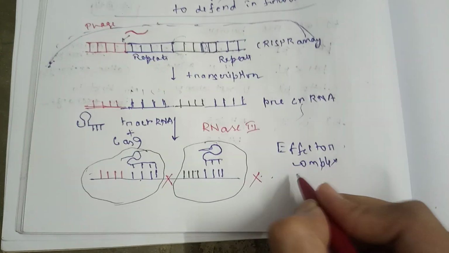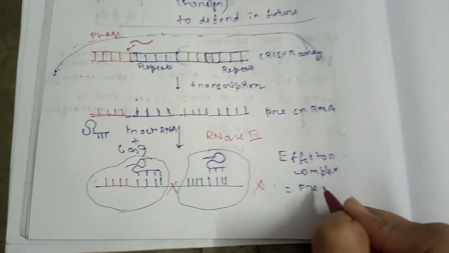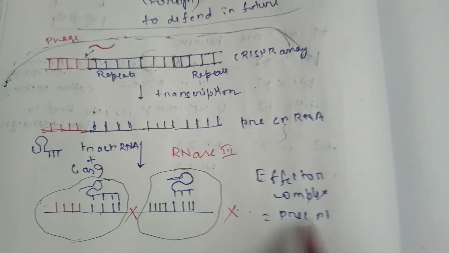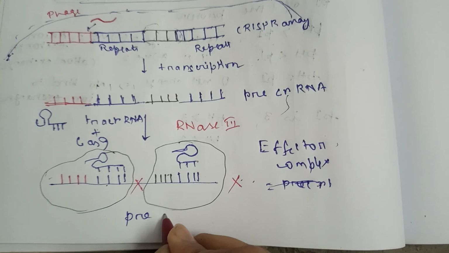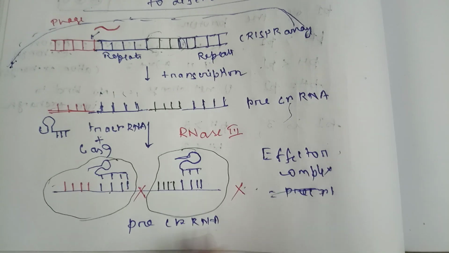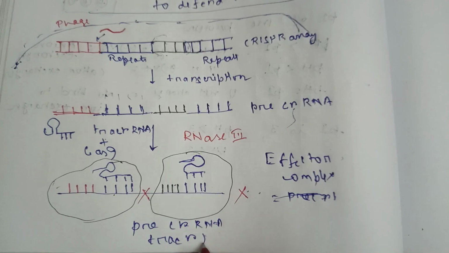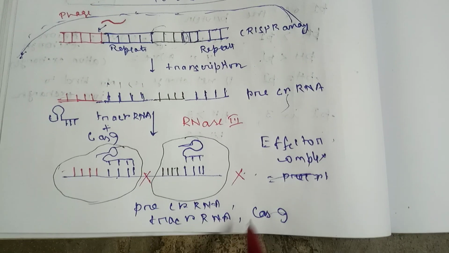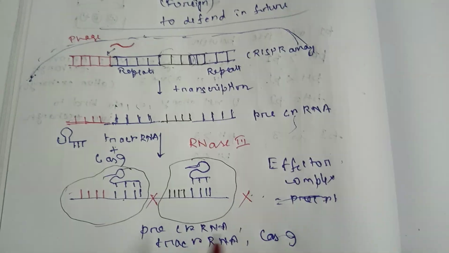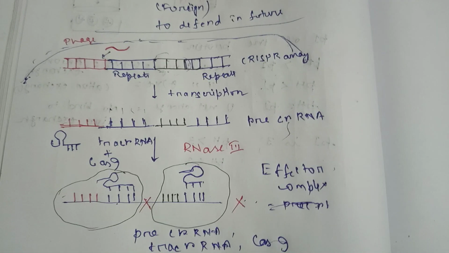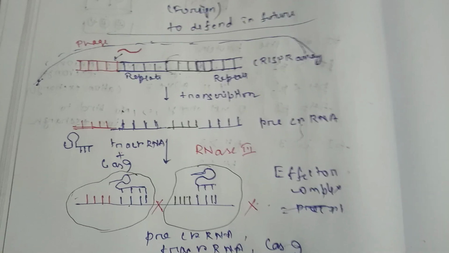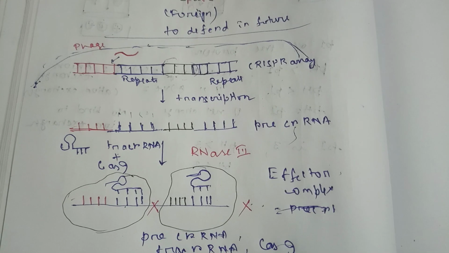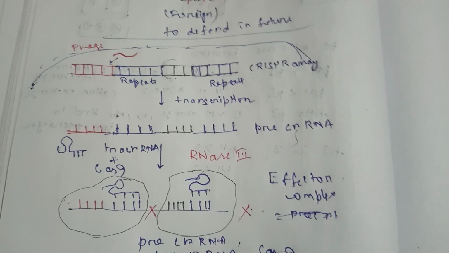So the effector complex is composed of pre-CRISPR RNA, sorry, I am writing it here, pre-CRISPR RNA, tracer RNA, and Cas9. These three will form one effector complex. So there will be so many effector complexes, and that can be the memory to defend itself. I mean, the bacteria will defend itself from further infection of any virus or something like that.